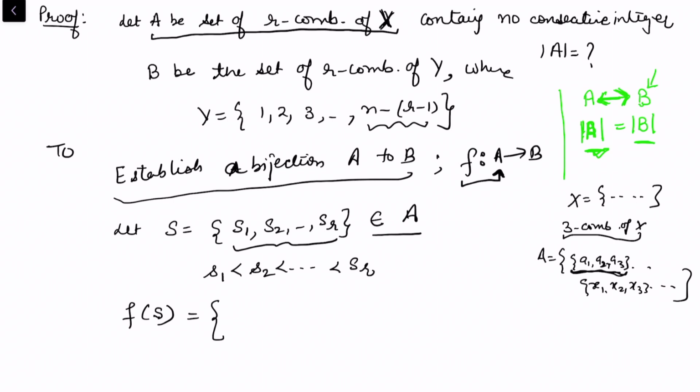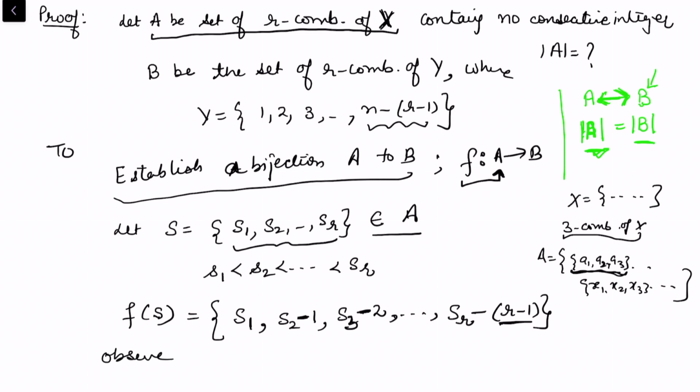f(s) we define like this: you consider the first element the same, s1, and subtract 1 from the next element, subtract 2 from the next element, s3 minus 2, and we continue doing this up to sR. There are R elements, so sR minus (R minus 1). So subtract 0 from the first element, 1 from the second, 2 from the third, and we continue like this, R minus 1 from the Rth element. And we also observe that si and si plus 1 are non-consecutive.